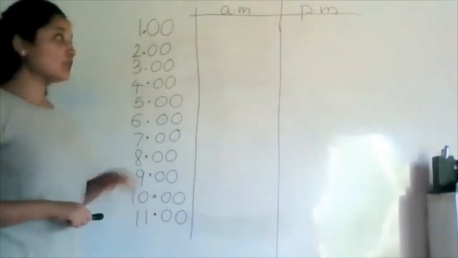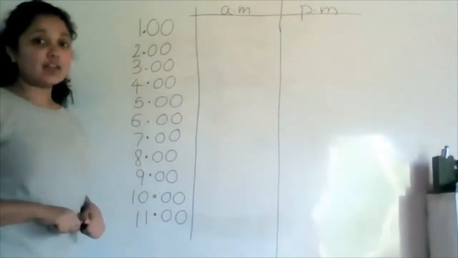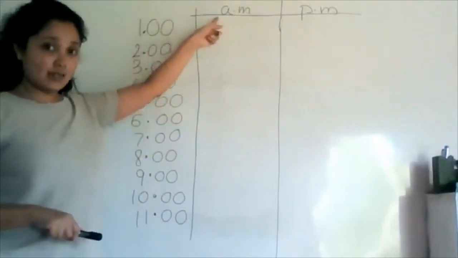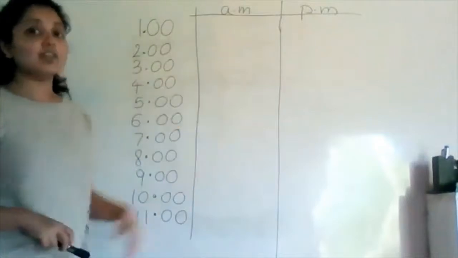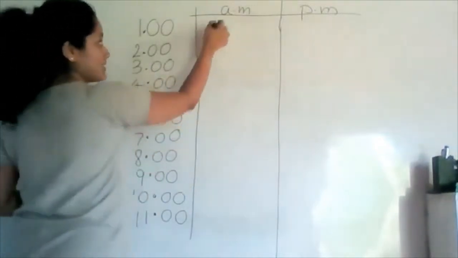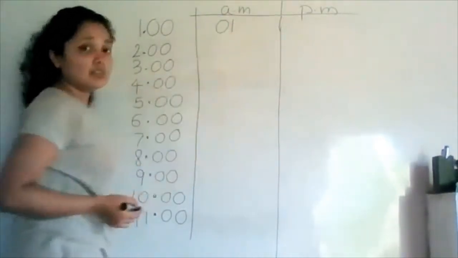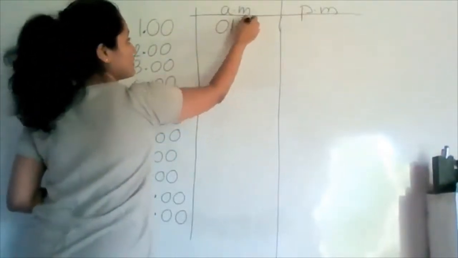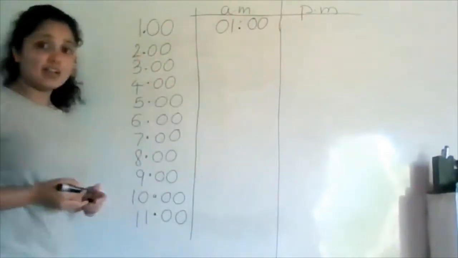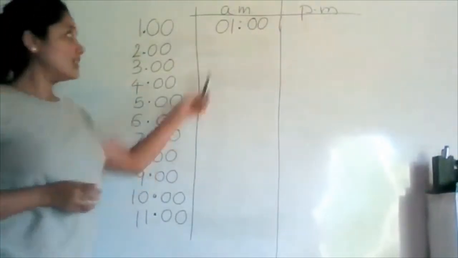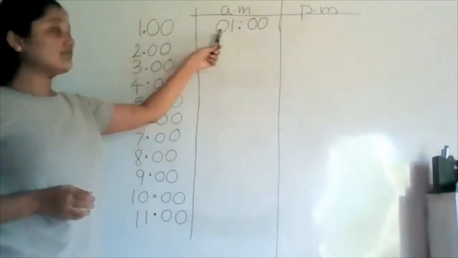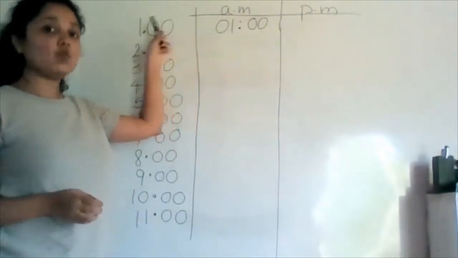Okay, so let's see how to denote these times in 24 hours in the standard form. If it is 1 a.m., that is written as 01, because the time is 1, then double dots, then double zeros because there are no minutes. So we can say that is 01 double dot 00. This is how we write 1 a.m. in the standard form.